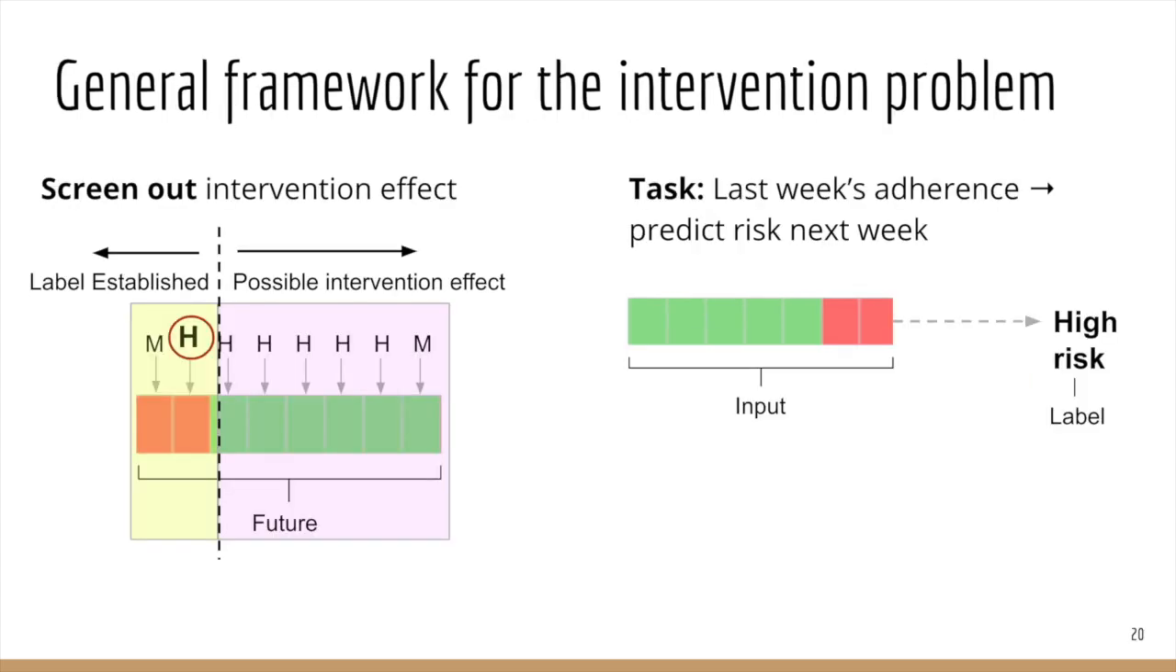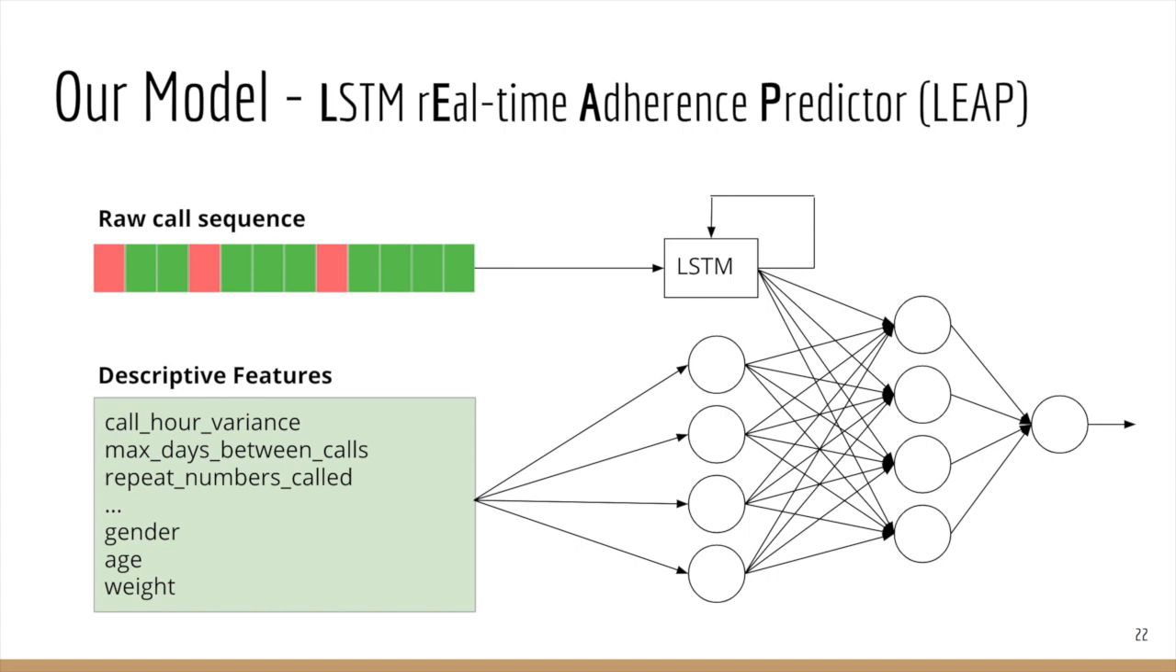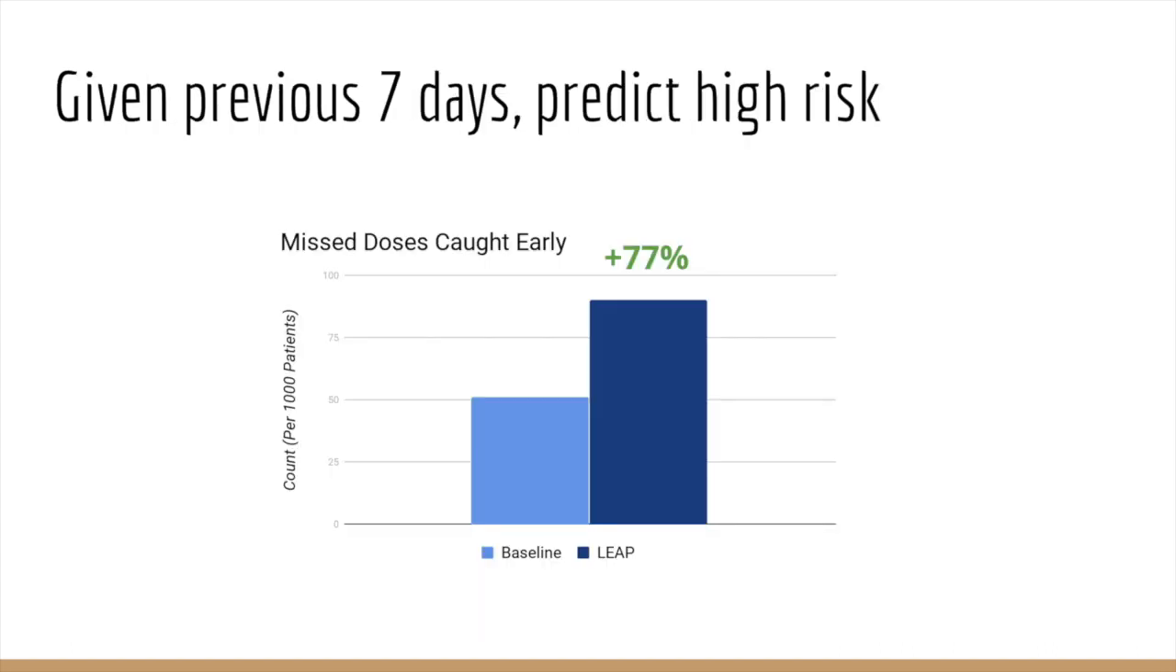In this work, we present a general framework to address this unseen intervention problem, using a dual screening procedure and prediction task that naturally remove intervention effects from the data. We then demonstrate that our framework generates models capable of making valid recommendations to health workers despite this messy observational dataset. The model we developed, named LEAP, is seen here and has two main parts: an LSTM that processes the raw adherence sequence of each patient, and a dense layer that processes some engineered features that capture patient calling behavior as well as demographics. Preliminary results show that our model could catch almost 2 times as many missed doses as current heuristic baselines used by the system.